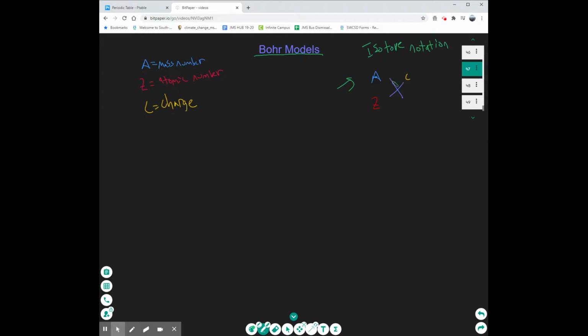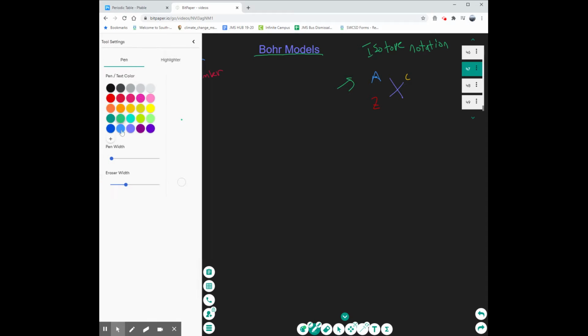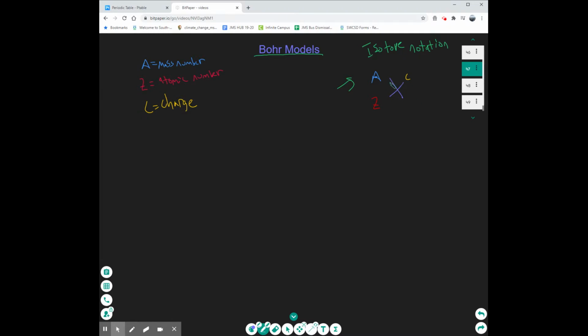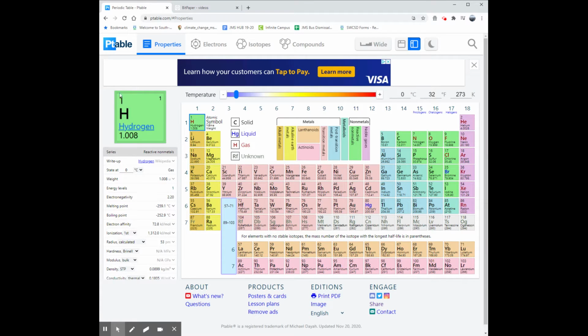Because look, if this is our isotope and X is representative of any atom, so let's use hydrogen. Hydrogen's here. The atomic mass is what goes on top. The atomic number is what goes on the bottom, right? So if you go and look at your hydrogen on the periodic table here, our P table hydrogen has one on top, one's the atomic number, and then 1.008 is the atomic mass.